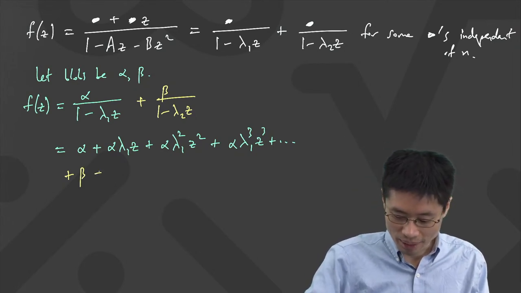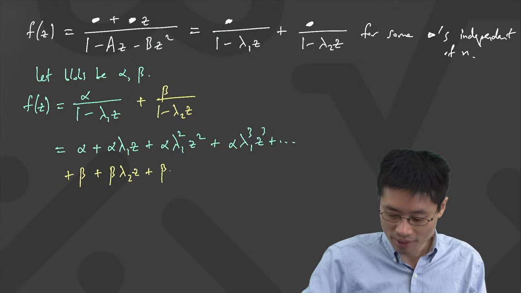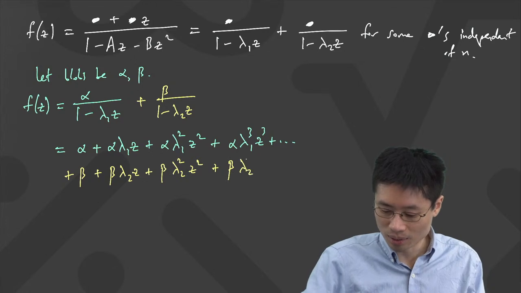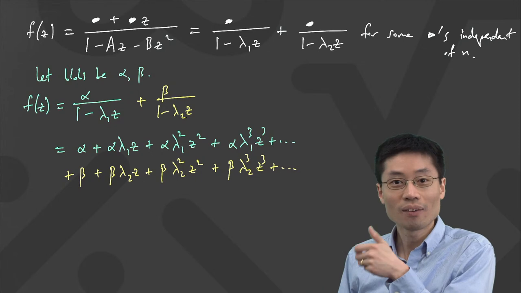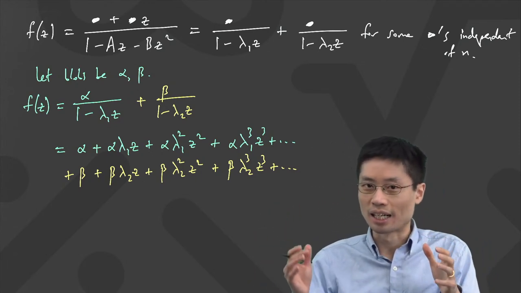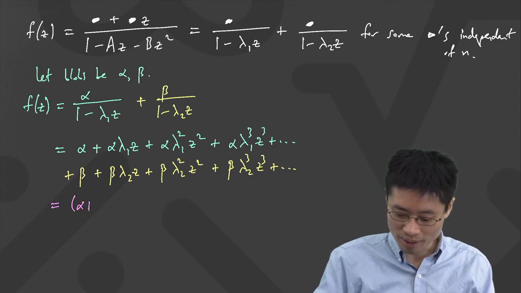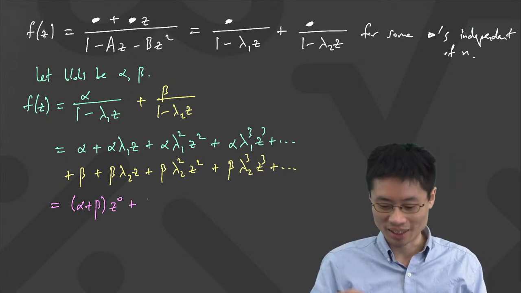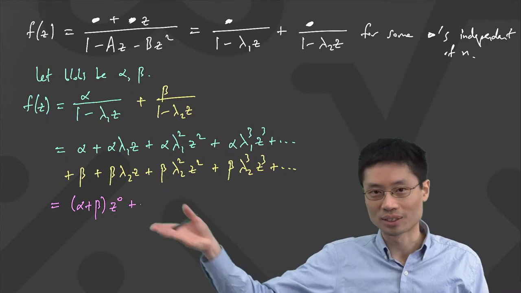So I get beta plus beta times lambda 2 z plus beta times lambda 2 squared z squared plus beta times lambda 2 cubed z cubed plus dot dot dot. Okay, now what? Well, now I can actually go and find out what the coefficients are for each power of z. So that's equal to alpha plus beta times z to the 0 plus, my columns aren't really lining up that well. They're not lining up so well, so it's just going to spread out.